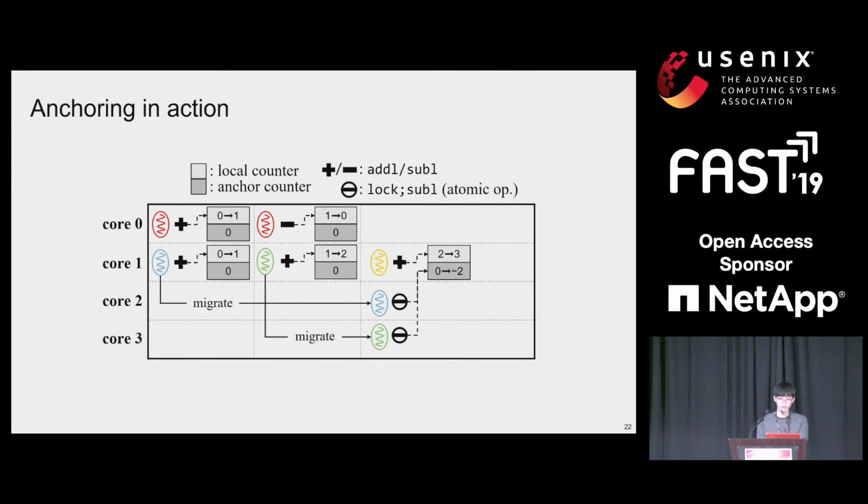At this time, the blue and green, who are accessing the same reference counter, want to decrement the counter. Since blue and green are migrated from the original anchor core, which is core 1, to core 2 or core 3, they have to use the atomic instruction to decrement the counter. And the counter they have to access is not the local counter, but the anchor counter. Since they use atomic instruction to decrement the anchor counter, the summation of the local counter and the anchor counter will be correct.